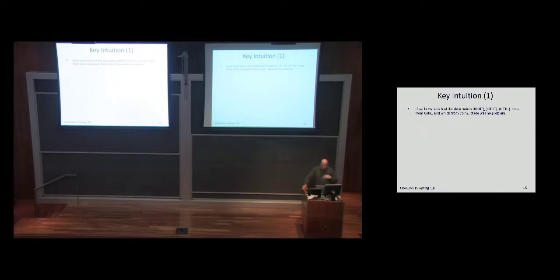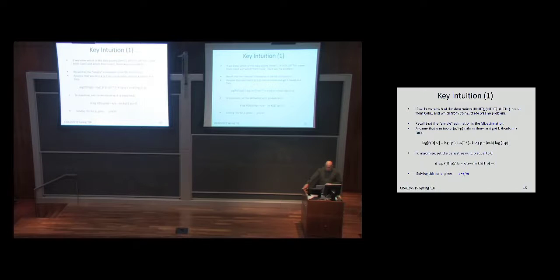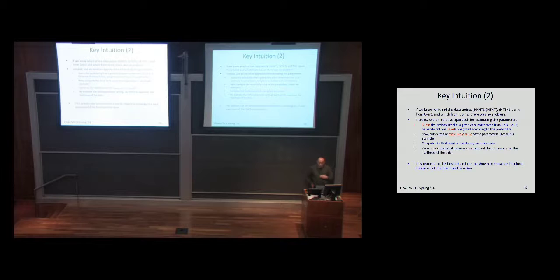So if we knew which of the data points came from coin 1 and which came from coin 2, there's no problem, right? This is a reduction to scenario 2 that we had before. Really what we're going to do is the same thing that we've seen before, which is the simple maximum likelihood estimation under the Bernoulli assumption, right? Which we've done before. But we cannot do this. Instead, what are we going to do? We're going to use an iterative approach for estimating the parameters.